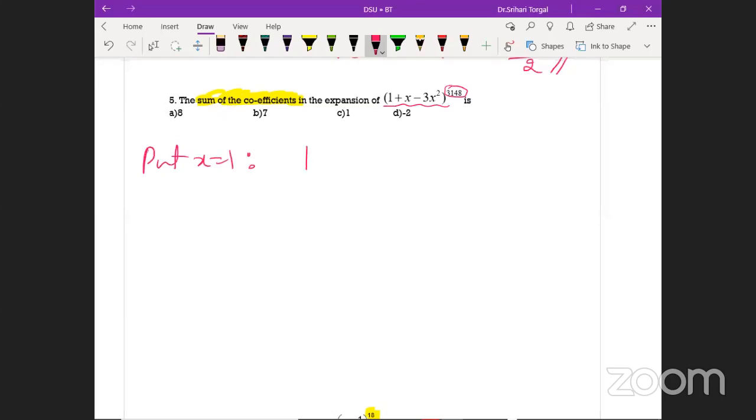If you put x equal to 1, (1 plus 1 minus 3) whole power 3148, which is equal to: 1 plus 1 is 2, 2 minus 3 is minus 1, whole power 3148, which is equal to plus 1. That is the answer. Option C is the answer. I think all of you are comfortable now.